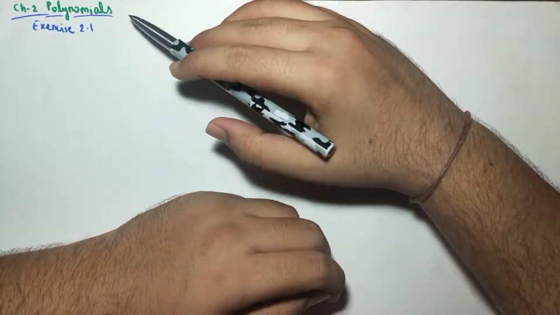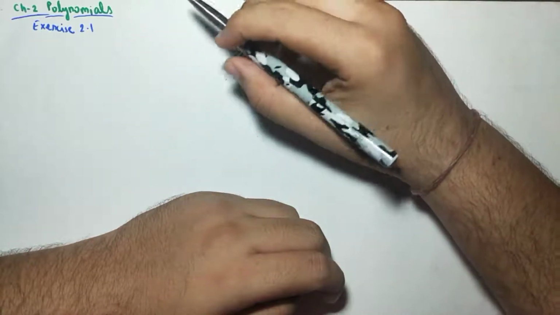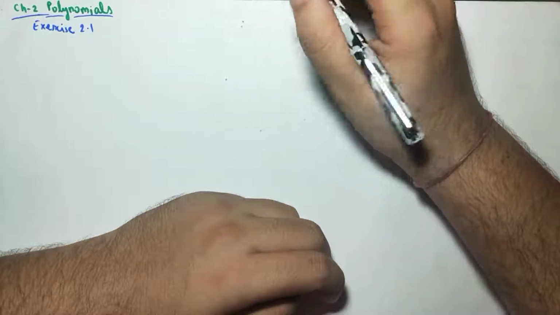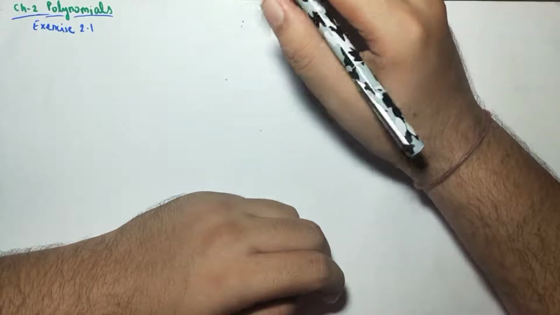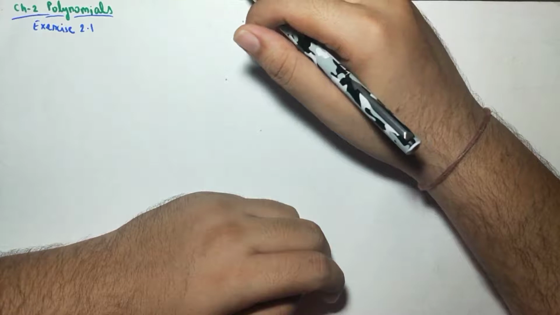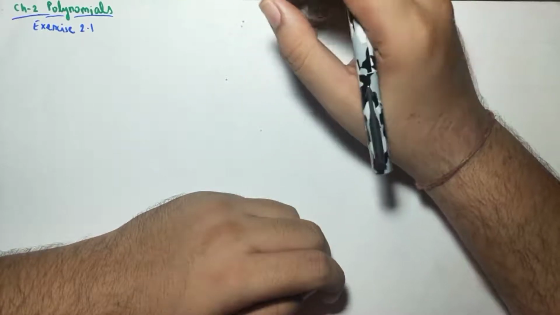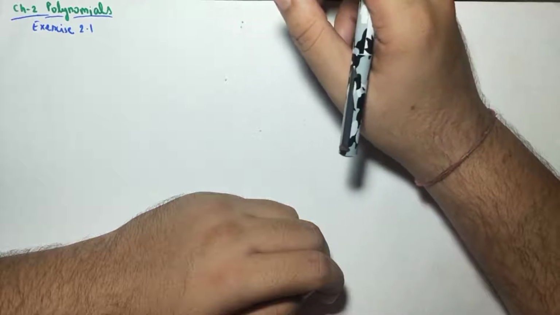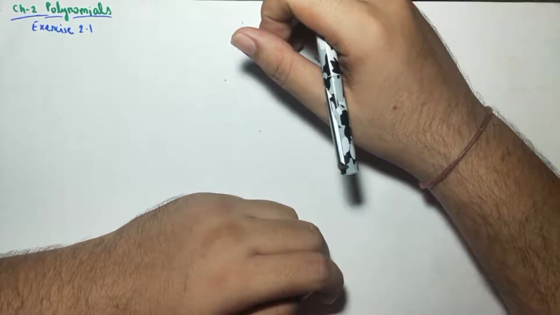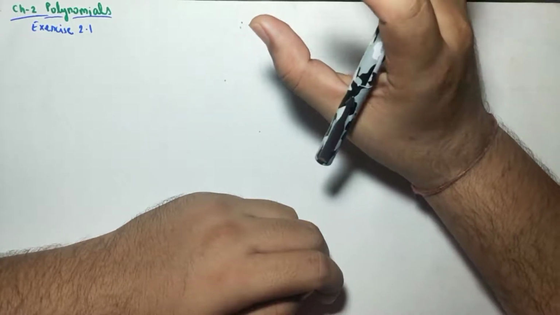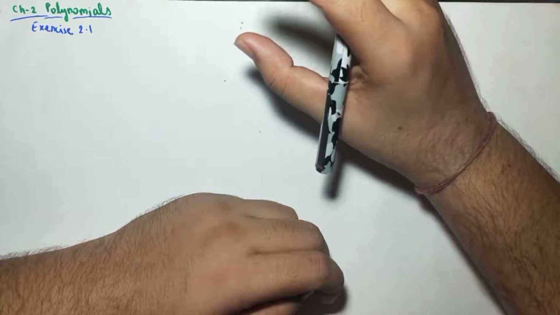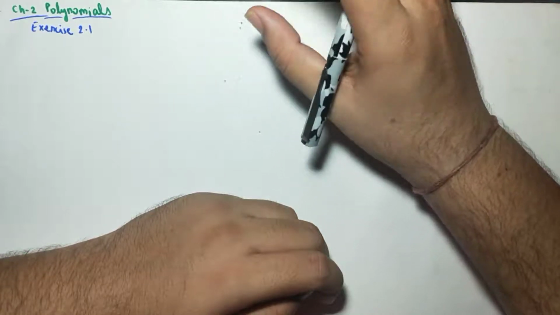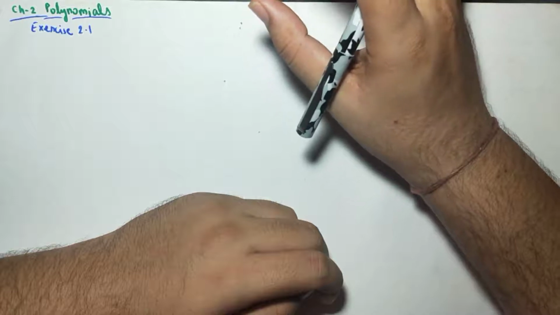In exercise 2.1, not only have they asked which of them are polynomials, but they have asked which of them are polynomials in one variable, and you have to state your reason for your answer. So first of all, I'll explain what terms are not meant as polynomial.